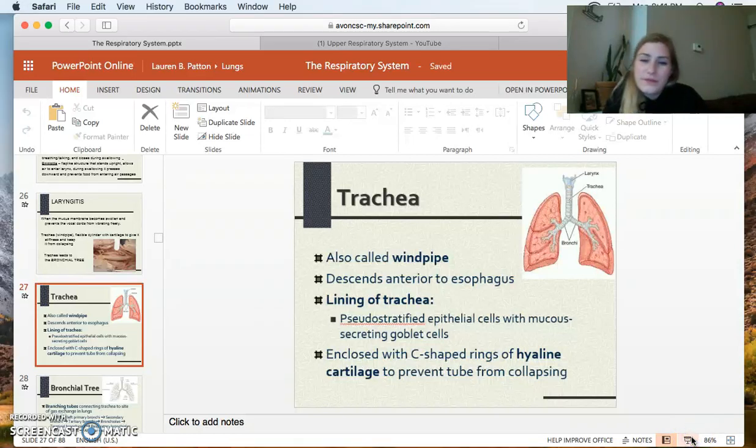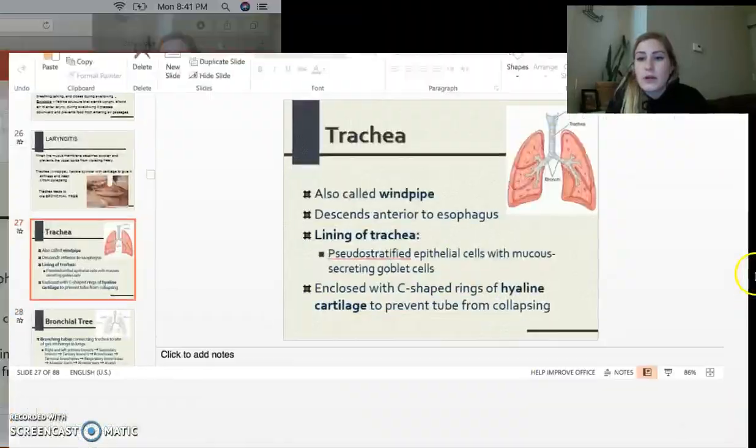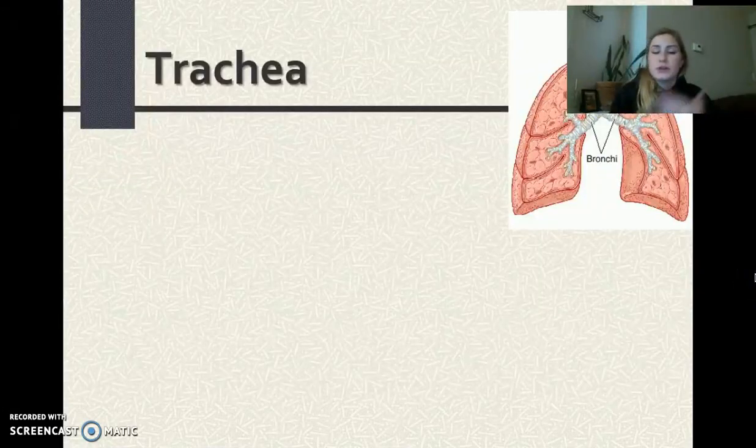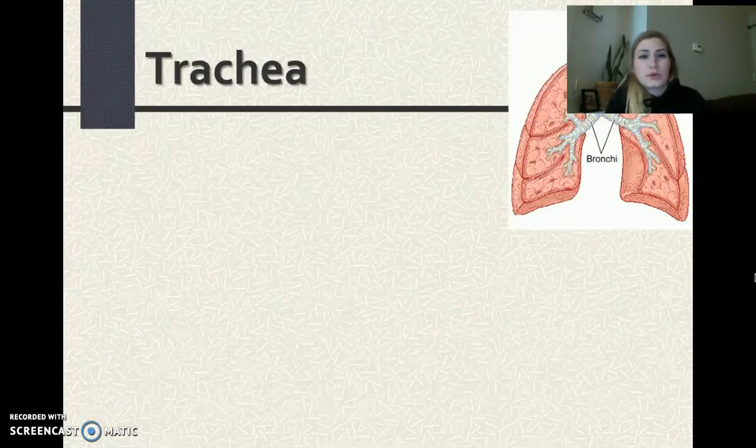Hey everyone, so we're going to finish our notes here now on the lower respiratory tract. We have already covered the upper respiratory tract, which includes the nose, the pharynx, the larynx. So if you did not get those notes down yet, I would go back and do that. Now we are moving down into the lower respiratory system.